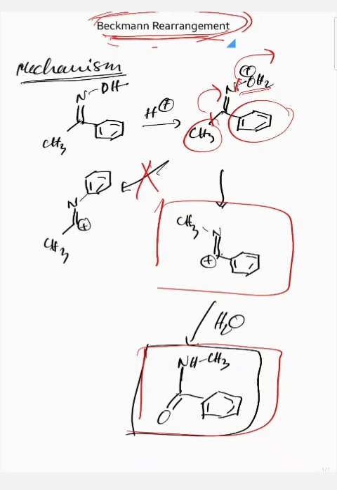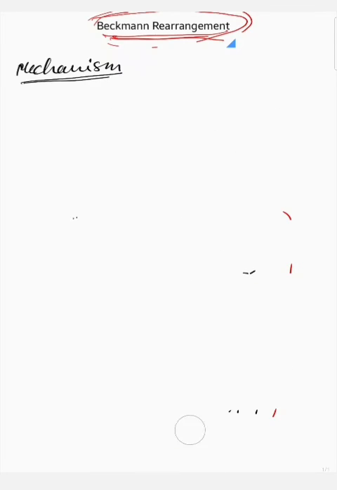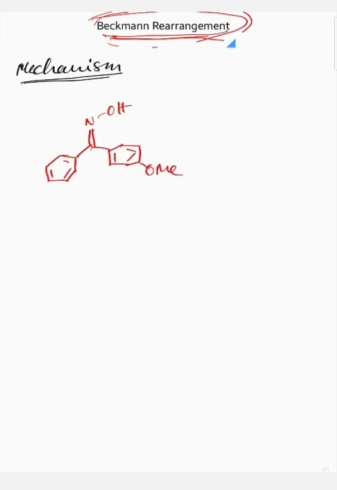So you understand now what the Beckmann rearrangement is. You can now write down the mechanism of the Beckmann rearrangement, whatever is given to you. Let us take this one: we have a phenyl group, and let's take here this OMe group, and you put some H plus. So what will be the product?